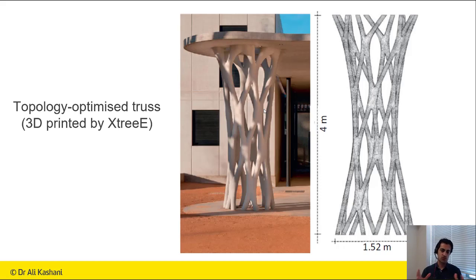For example, this is a truss. Instead of having a filled cylinder column, we can have a structure like this that can provide the same performance but using less material, and also it's more aesthetically pleasing as well.